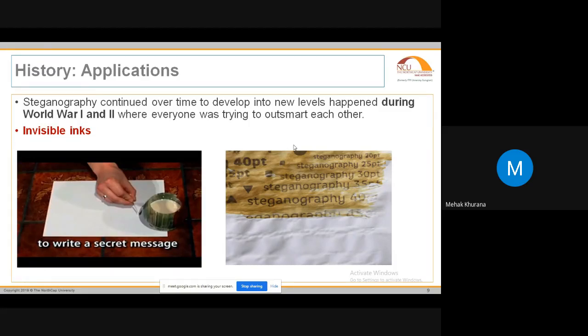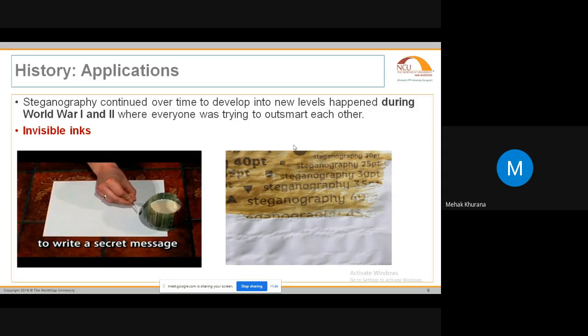Then the requirement for communication kept increasing. Steganography was taking the lead and developing to new levels. At the time of World War I and World War II, people had to communicate which country was to be attacked and who had to be attacked, and those messages were communicated with the help of invisible ink.